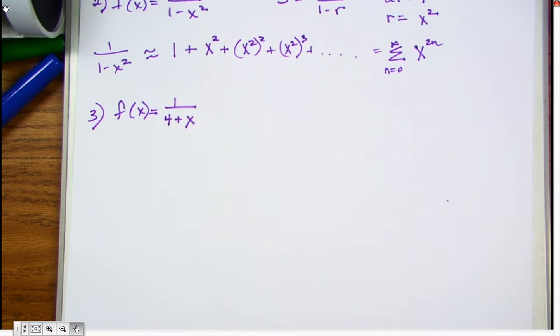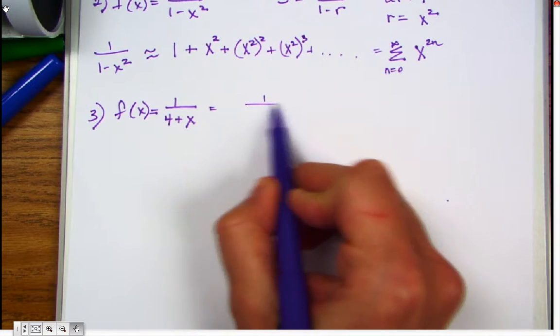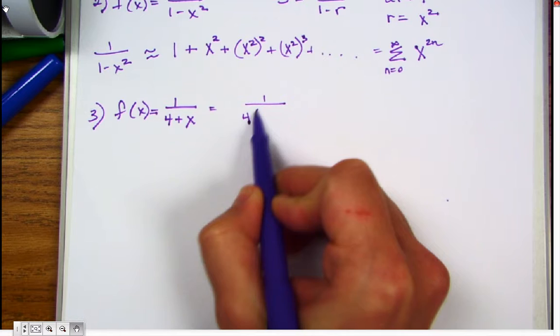Okay, so when you look at that, you might not see right away that it's geometric, so you might start with taking the derivatives over and over again. I don't know if you'll see it right away in this particular one. But what do I need to do to get it to look like the form I need it in? I need to pull out a 4, right?